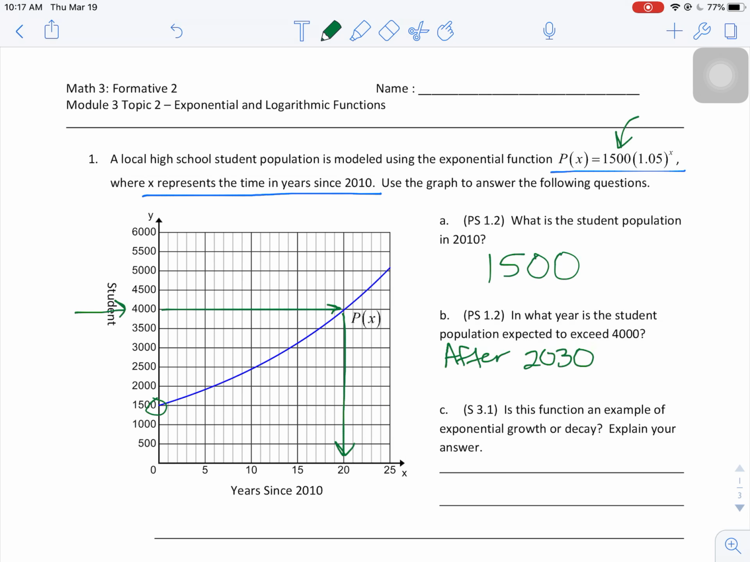Part C, is this function an example of exponential growth or decay? Explain your answer. So just by looking at the graph, we're seeing that it's increasing the entire time. So that would mean it's growth. If I look at the equation, the b value, the 1.05, if that number is greater than 1, it's exponential growth. If that number is in between 0 and 1, that's when it's exponential decay. So I would say it's exponential growth.